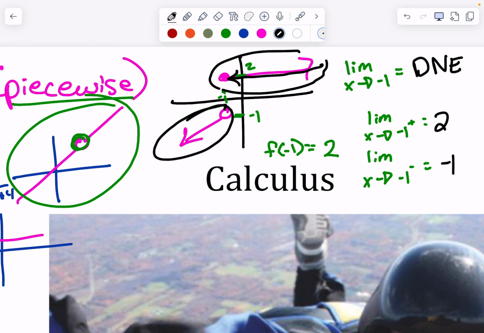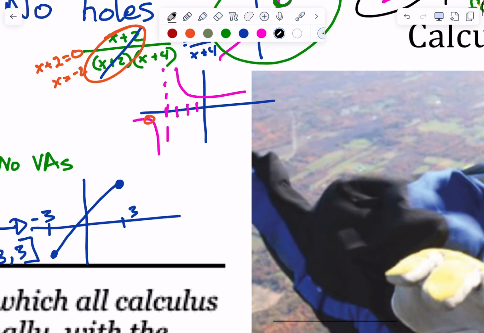Yeah? Because the limit is what it should be, not what it is. So it doesn't have to be open or closed or anything like that. It's what it should be. Okay? Got it? All right, so if the two sides are not in agreement with each other, the limit does not exist.